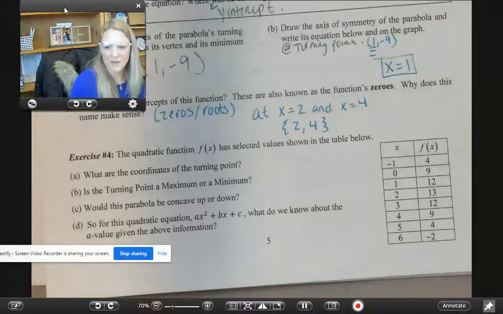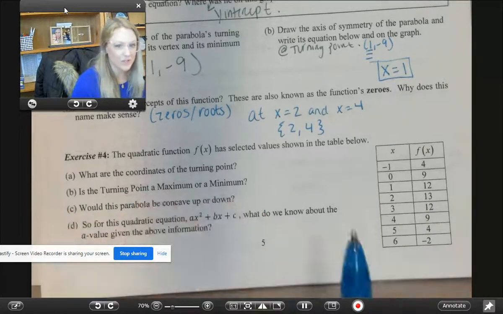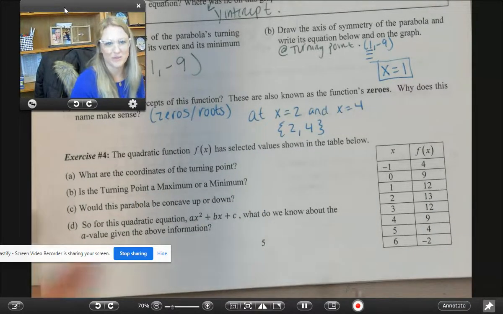And then let's talk about this one. This is also on your Delta assignment. So the quadratic function f of x has selected values shown in the table below. What are the coordinates of the turning point? I'm not giving you a graph, I'm just giving you a table. So, no equation, you can't use your calculator here. Oh no, so what are we gonna do?